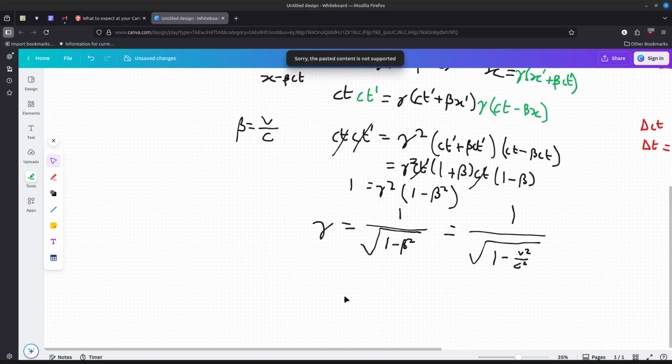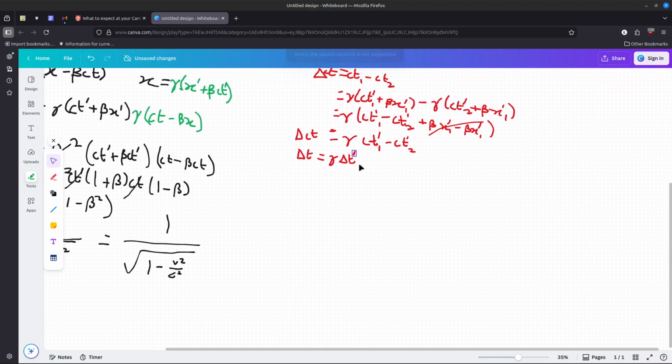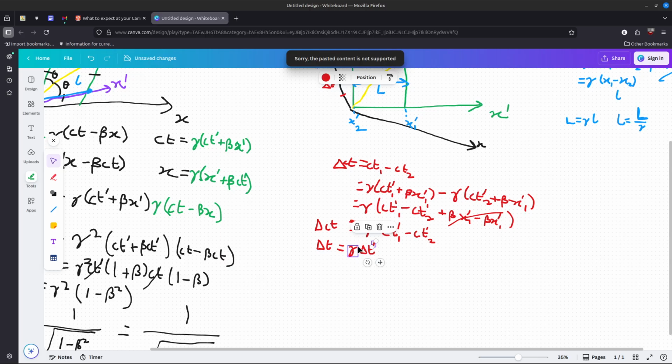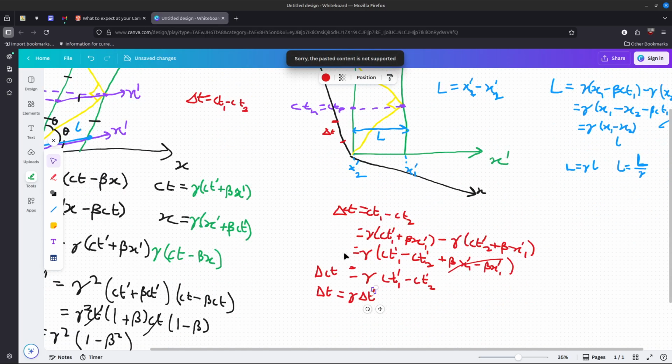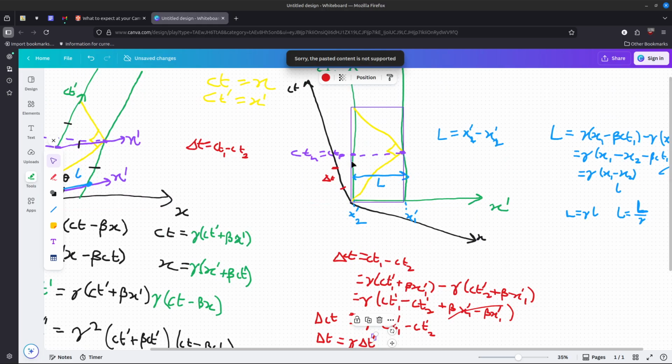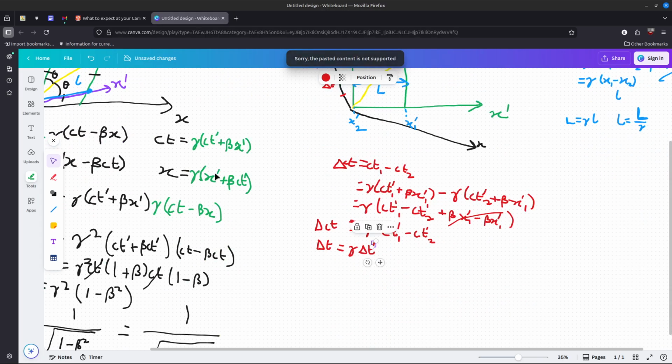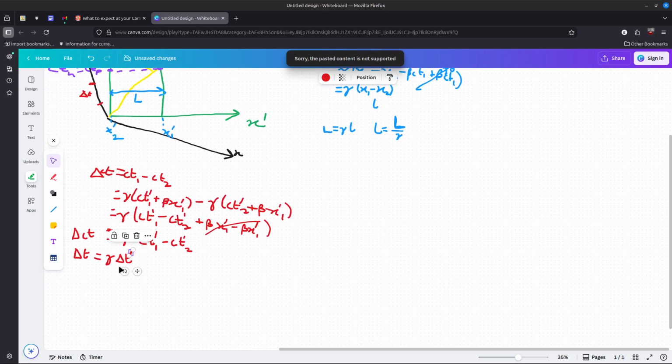Yeah. And then the time interval that this guy measures is the time interval that we measure times gamma. And yeah, that's that.